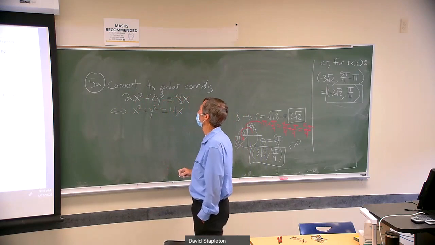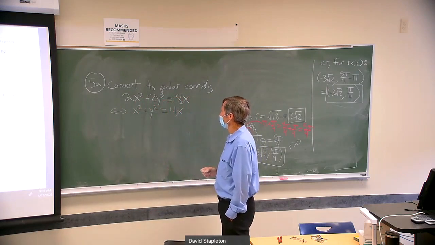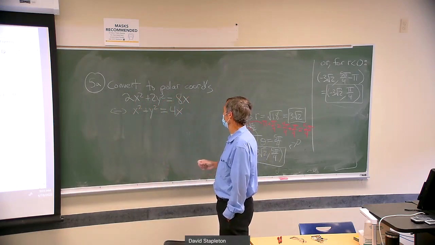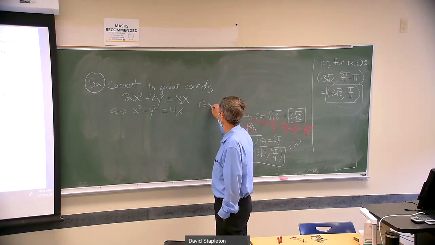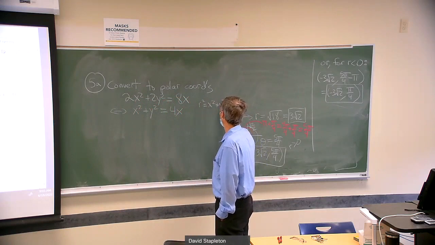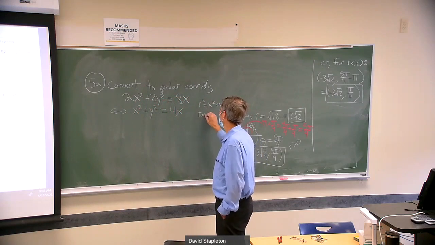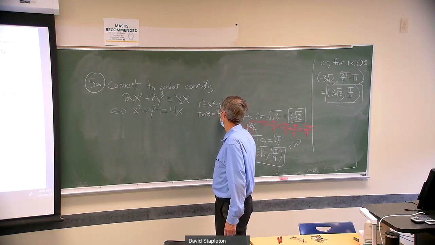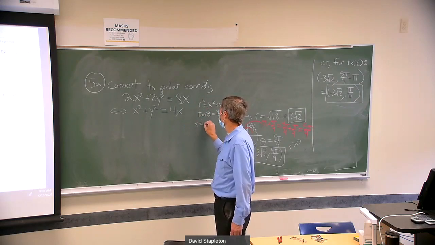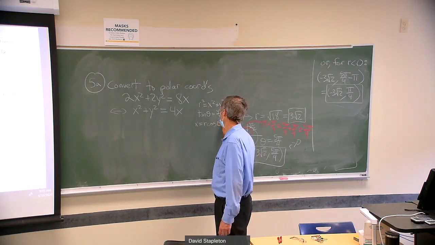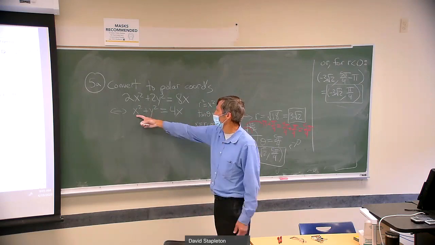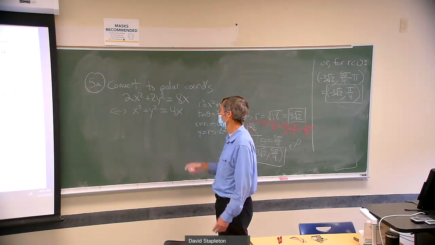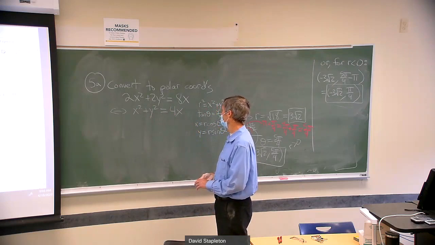That'll be easier. Now, what can I do? The idea in these problems is you have 4 conversion equations. I wrote 2 of them over here. r squared equals x squared plus y squared. Tangent theta equals y over x. x equals r cosine theta, and y equals r sine theta. You want to use one of those directly. When you're converting from rectangular, you can always just plug in x equals r cosine theta and y equals r sine theta, and it does work every time.